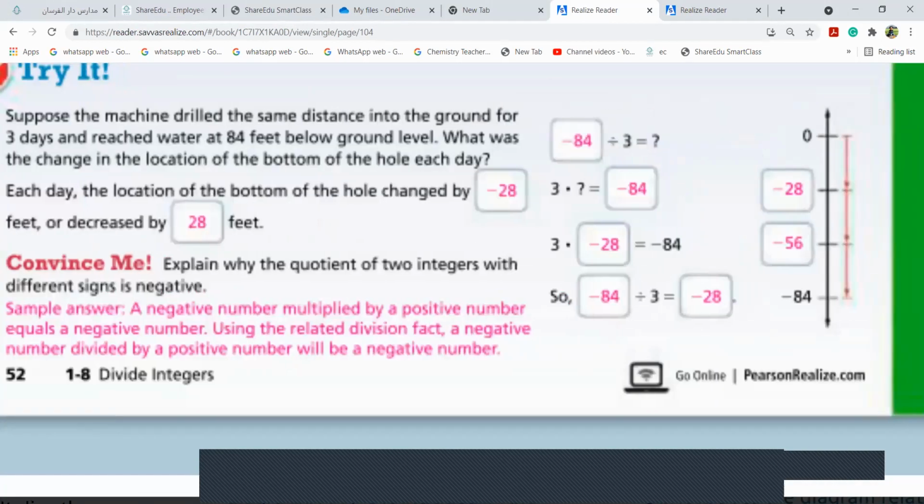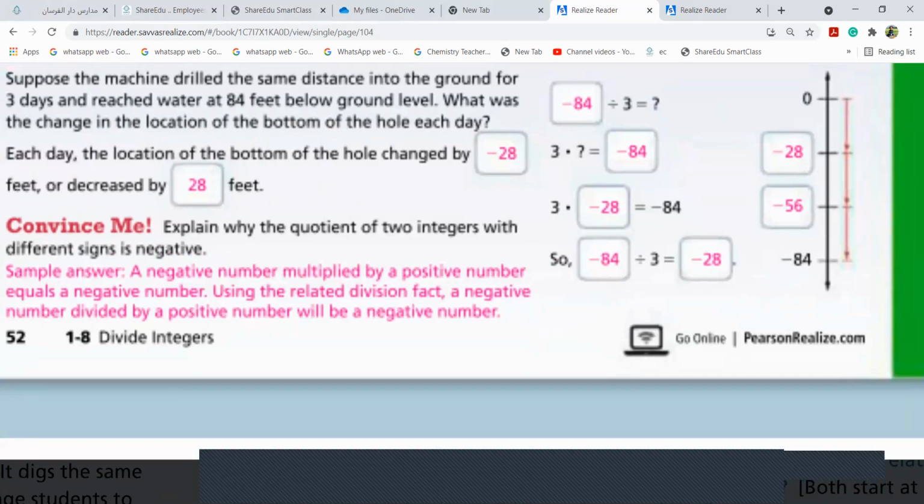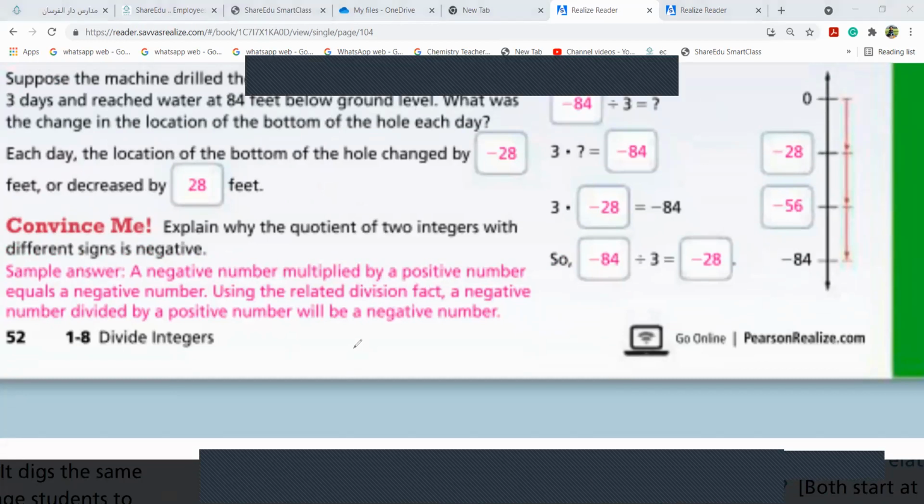Suppose the machine drilled the same distance in the ground for 3 days and reached water up to 84. Of course it will be minus 84. Now, look here, for 3 days it's 84. So for 1 day, it will be 84 divided by 3.